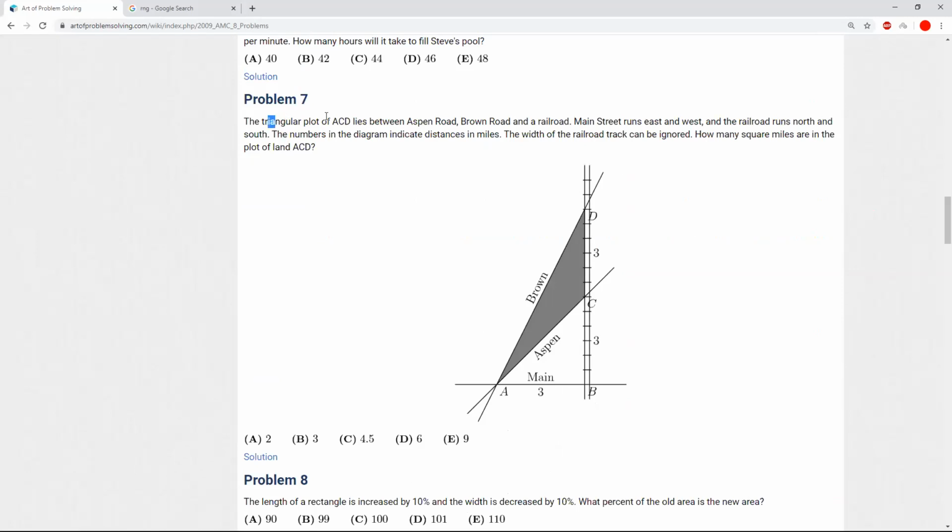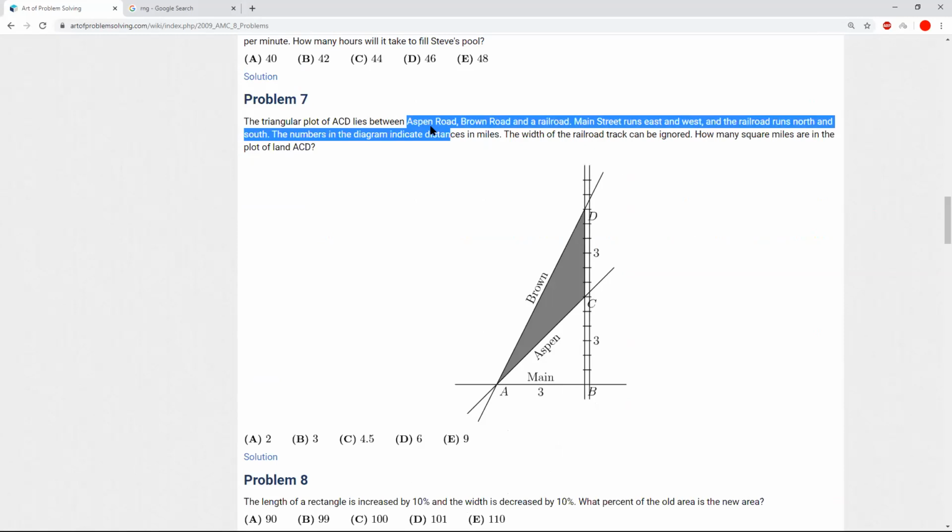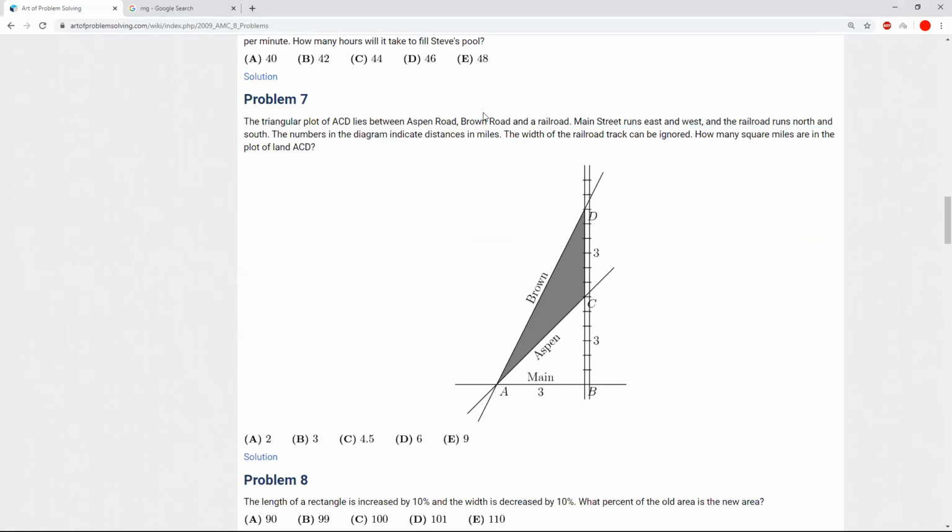The triangular plot of ACD lies between Aspen Road, Brown Road, and a railroad. Main Street runs east to west, and the railroad runs north and south. The numbers on the diagram indicate distance in miles. The width of the track can be ignored. How many square miles? Okay, so all it's trying to do is tell us to find the area of this shaded triangle. I'm pretty sure you all know how to do that.